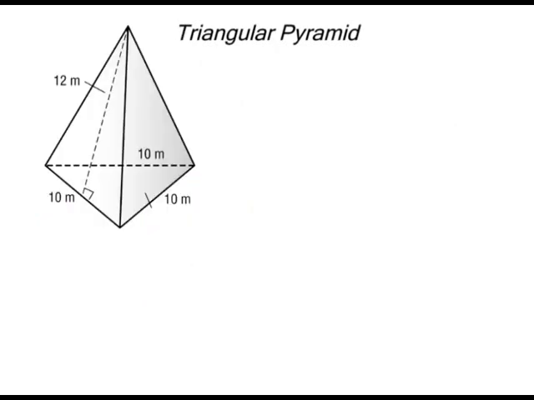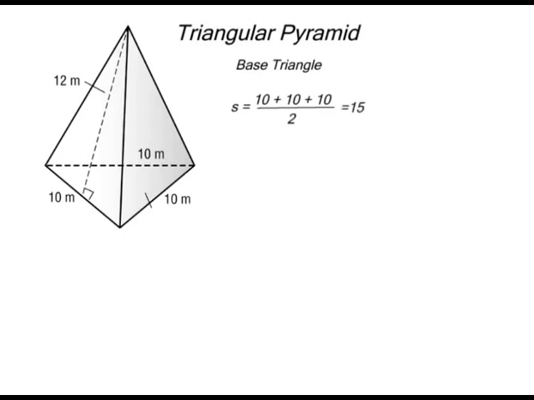Now, the base of the pyramid could also be a triangle. So this is a triangular pyramid. The surface area is calculated in the same way. We find the area of all triangles and add them up. The base is an equilateral triangle of sides 10 centimeters. Using Heron's formula, s is equal to (10 plus 10 plus 10) over 2, which gives us 15.